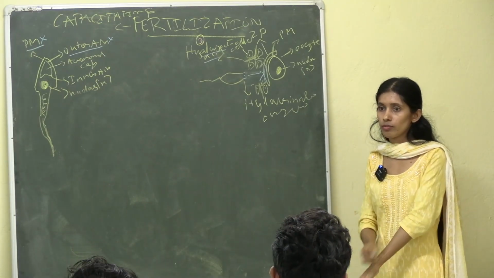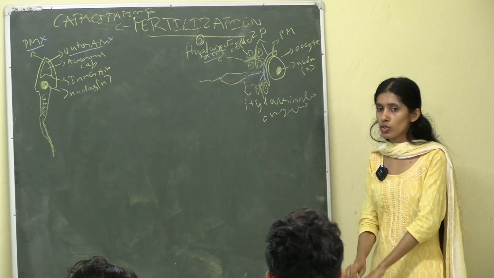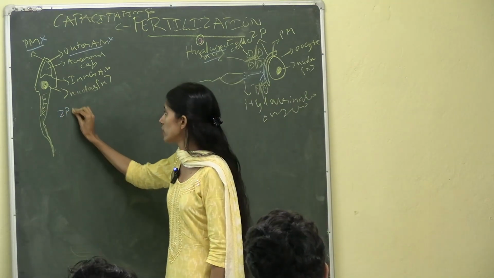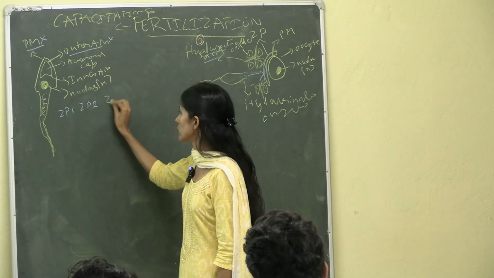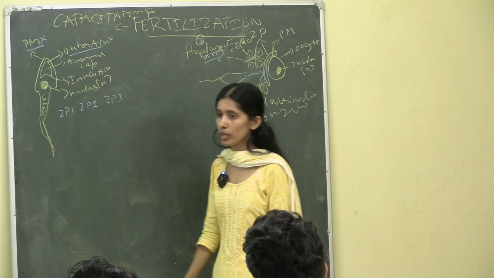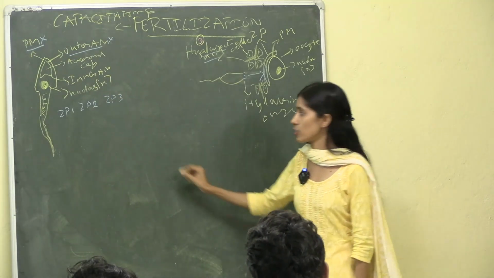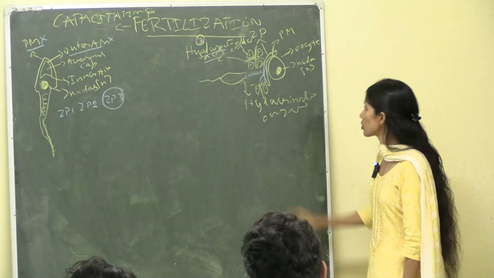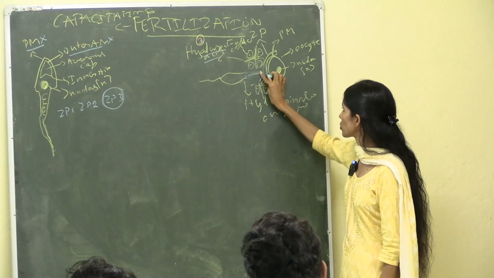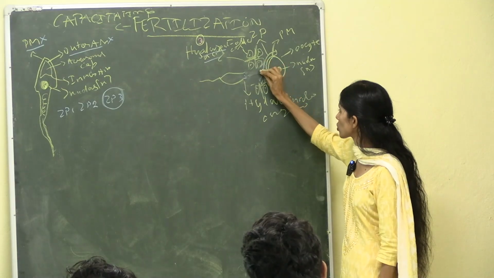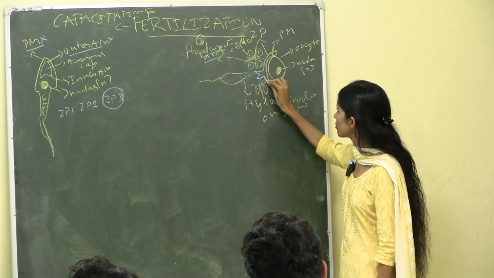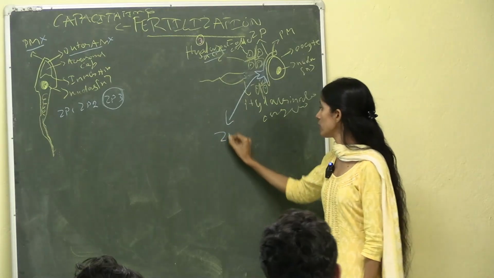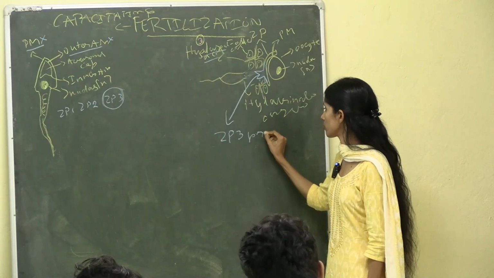What are those? Zona pellucida has 3 proteins. They are called ZP1, ZP2 and ZP3. During the time of fertilization, ZP3 will help us. So on the walls of zona pellucida, we can see the presence of ZP3 proteins. This is the ZP3 protein.